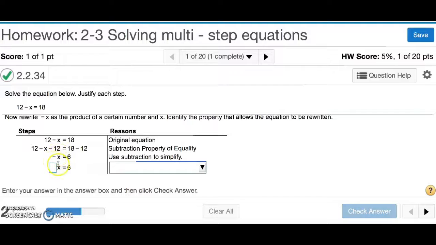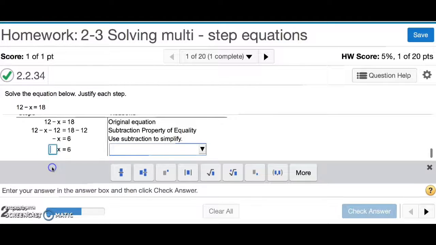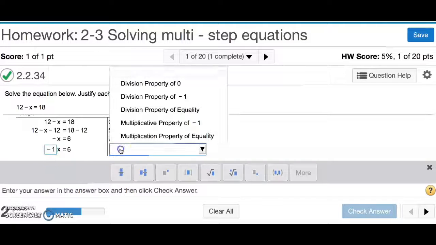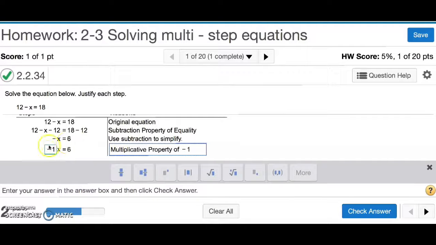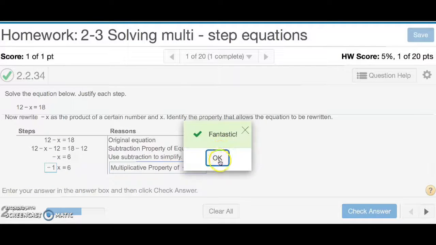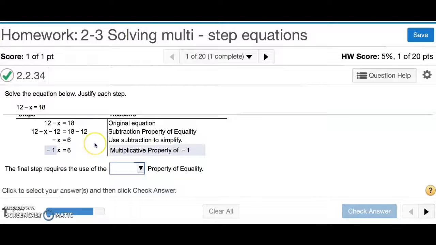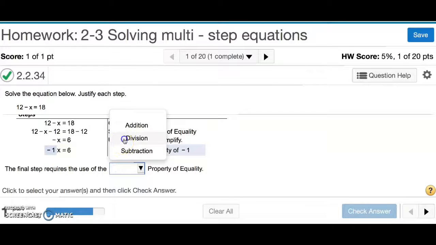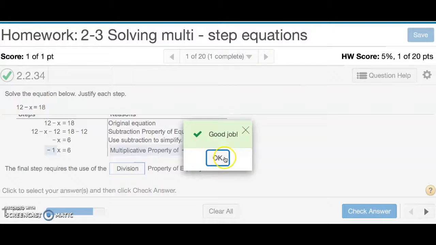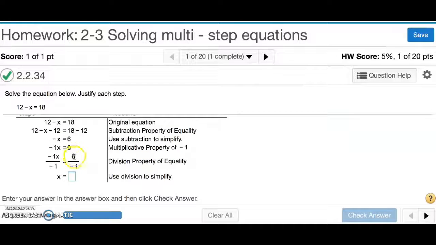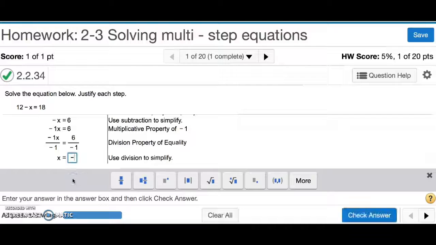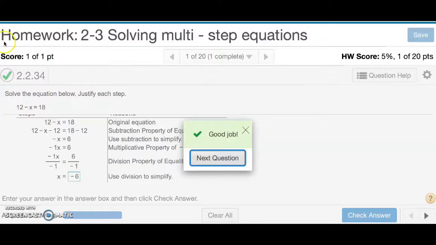Now, we're rewriting negative x. We don't write it, but it's understood when there's no number written there that it is a 1. And since there's a negative there, it would be negative 1. And that would be the multiplicative property of negative 1, because we're multiplying negative 1 by x. Now the final step requires us to divide both sides by negative 1 to get x by itself, so division property. And the last step is we divide. 6 divided by negative 1 is negative 6. And that's the answer for number 1.